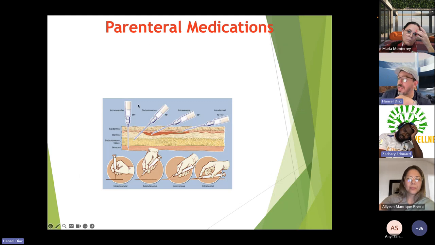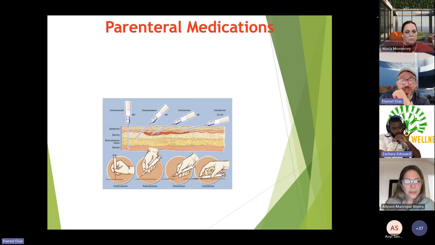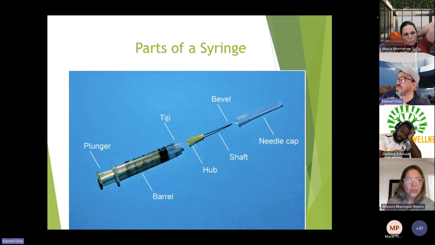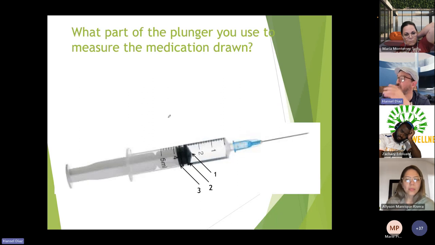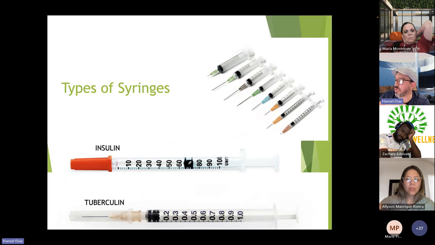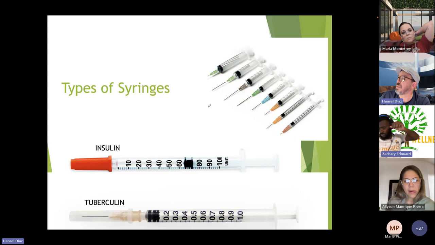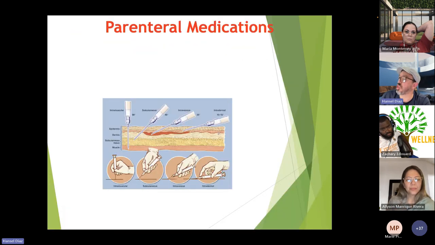Parenteral medications. This is what I was telling you. Look, if you go down with the right needle at 90 degrees, you get to the muscle. You see that? But if it's not the right needle, it could become subcutaneous. It could become dermis or IV. So you need to know the right needles to use and the right degrees. These are the parts of the syringe. And this is the plunger where you measure your medication right here. These are types of syringes such as insulin and tuberculin. And depending on the needle, it's the type of injection you're going to do.